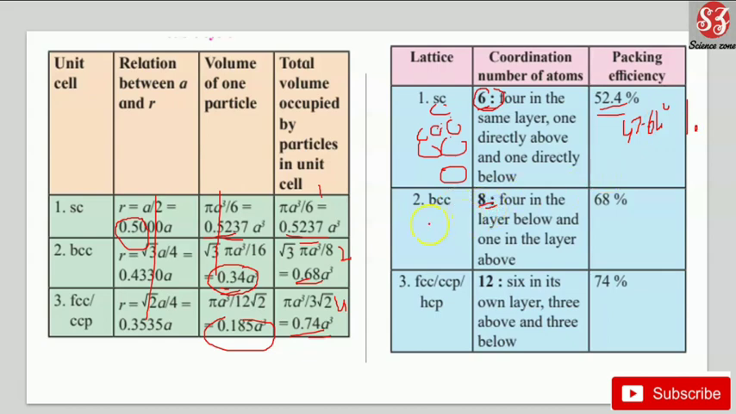Now talking about BCC, in BCC the coordination number is 8. So 4 in the layer below, 1 in the layer above, and 3 in its own layer. So the total number, if you make it, is 8. And the total packing efficiency over here is 68% and the free space over here is 32%. So free space here is less as compared to SC.